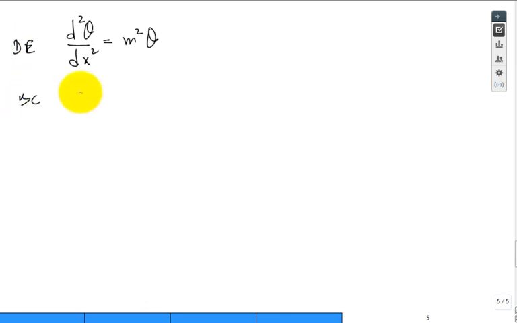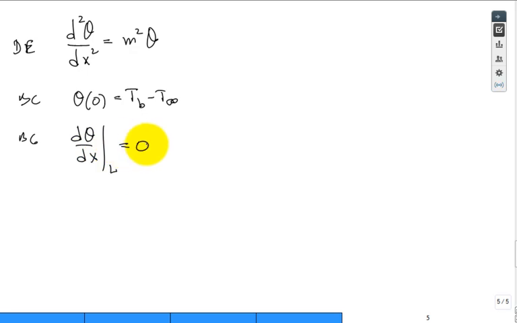Our boundary condition is that the temperature difference at 0, the base, is going to be the base temperature minus the fluid temperature, whatever it is. Okay. The other boundary condition, you could have what's happening at the tip. That's your other boundary condition. Now, we're going to set this up such that the derivative of theta at the tip is 0. What are you doing mathematically? Well, it's insulated. There's no heat flux going out the tip. All right.